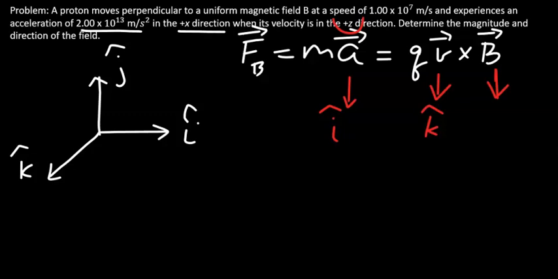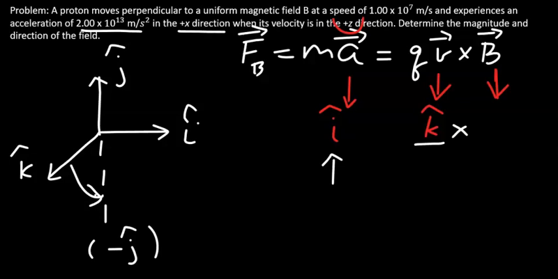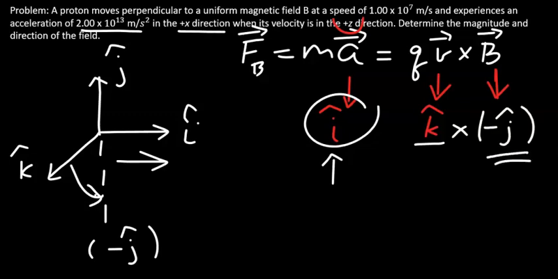So the question is, what should you cross with k hat so that the outcome is along the positive i hat? The answer is pretty clear. It should be minus j hat. So when you curl your right hand fingers from k hat to minus j hat, your thumb will be pointing in the i hat direction, which is indeed the direction of the magnetic force, or the direction of the acceleration. So immediately you know the direction of the magnetic field is minus j hat, or along the negative y-axis direction.